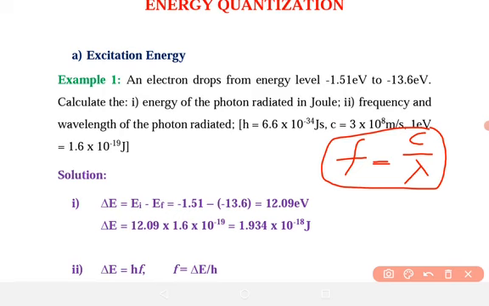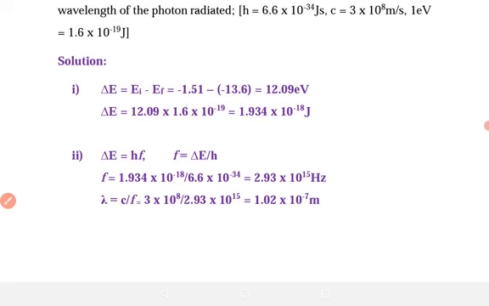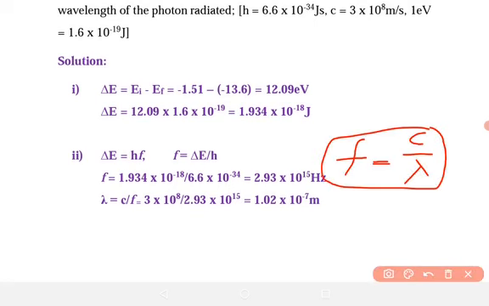Let's quickly see how we can find our frequency and wavelength in the second question. Now, you can see from what we have, we've calculated the energy in question 1, and that photon radiated, which is light energy, is equal to hf, as I've explained earlier.